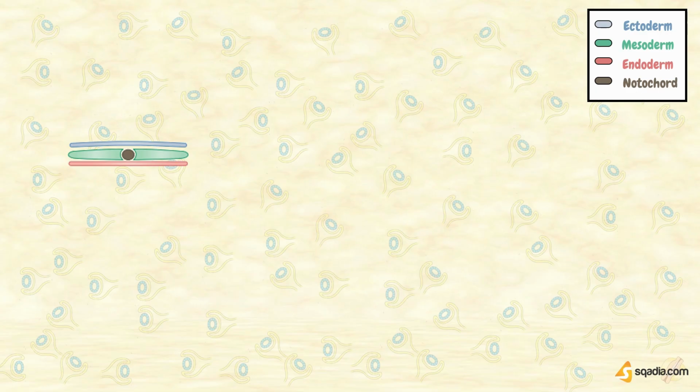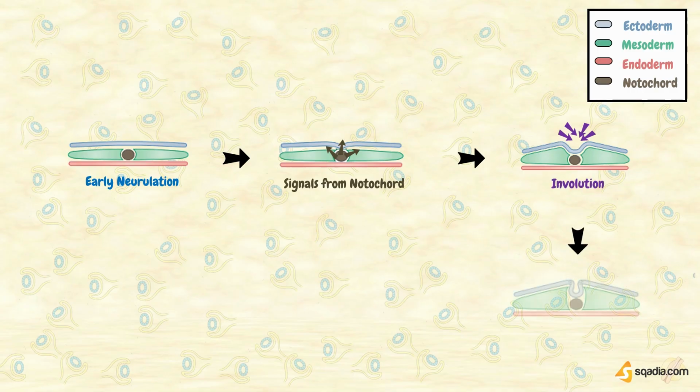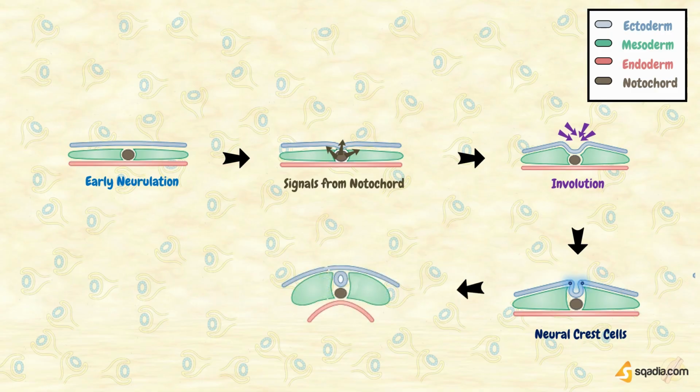This diagram shows early neurulation. Now, in the next step, signals from the notochord start off the processes of neurulation in the ectoderm. In the next step, the ectoderm involutes and starts to form a tube. In the next step, neural crest cells appear in the crests of the waves of the ectoderm that are moving towards each other. In the next step, the neural tube has formed, and neural crest cells move away.